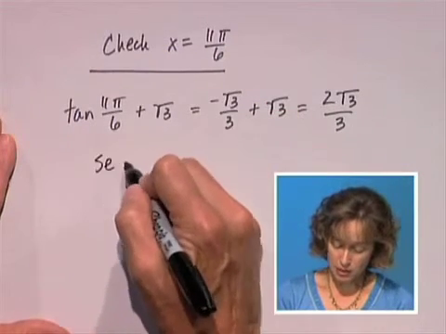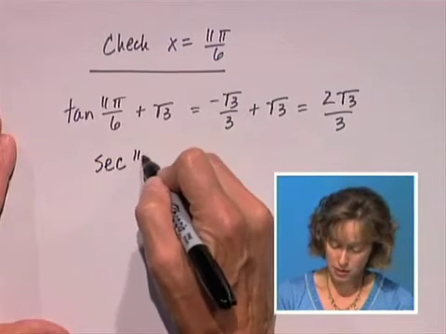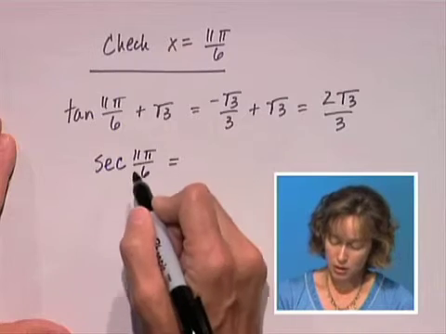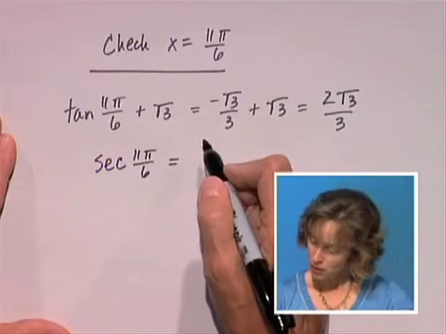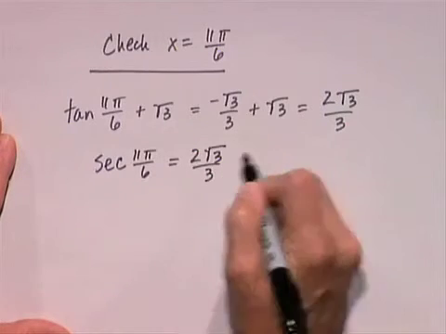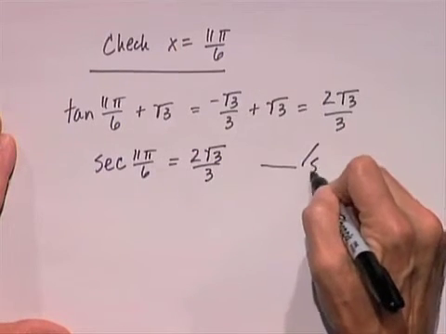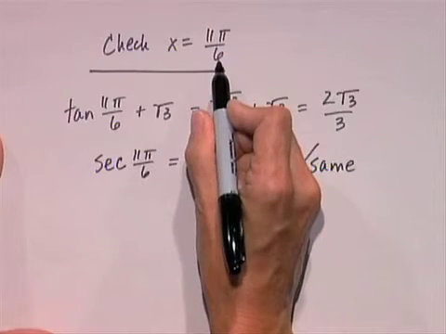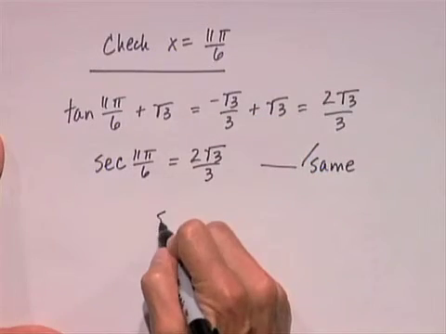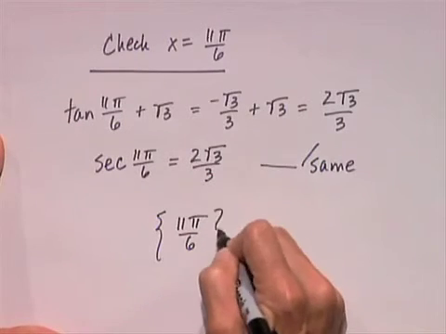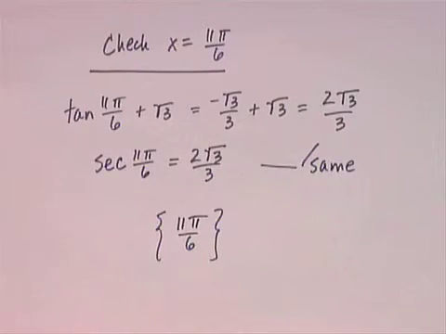Now for secant of x, or secant of 11 pi over 6, which is the right-hand side of our equation, the secant of 11 pi over 6 is exactly 2 square roots of 3 over 3. These two are the same, which means 11 pi over 6 is a solution to the equation. It's the only solution, and we write it in a solution set, 11 pi over 6.